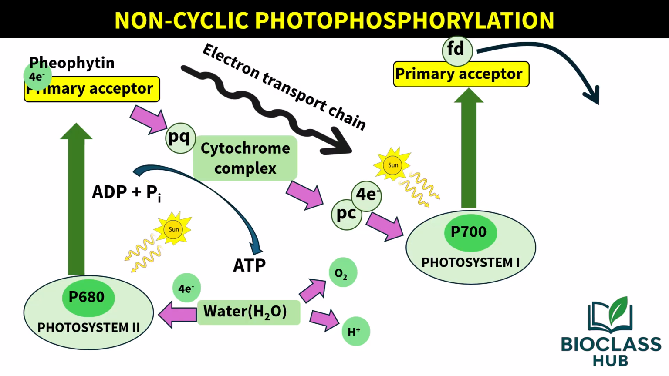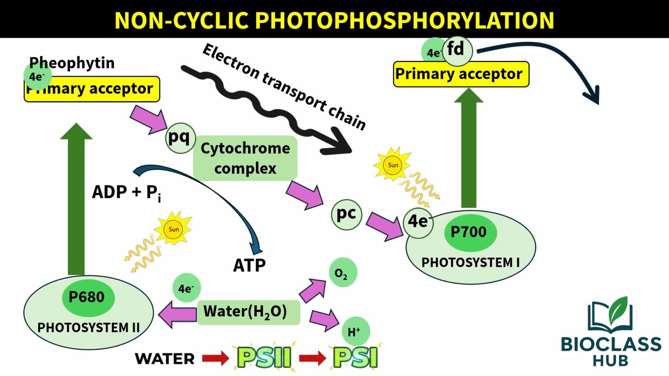Light absorption in Photosystem I. Light energy is absorbed by pigments in Photosystem I, exciting electrons in P700 to a higher energy level. The excited electrons are accepted by ferredoxin, FD, leaving P700 positively charged. Replacement of electrons in Photosystem I. The electrons lost by P700 are replaced by electrons arriving from Photosystem II through the electron transport chain. Thus, the flow of electrons continues from water to Photosystem II, then to Photosystem I.